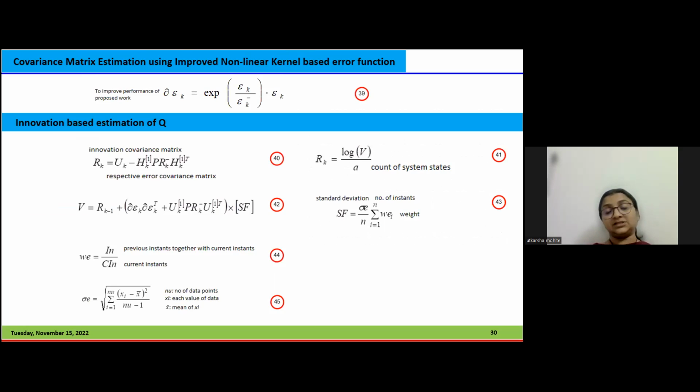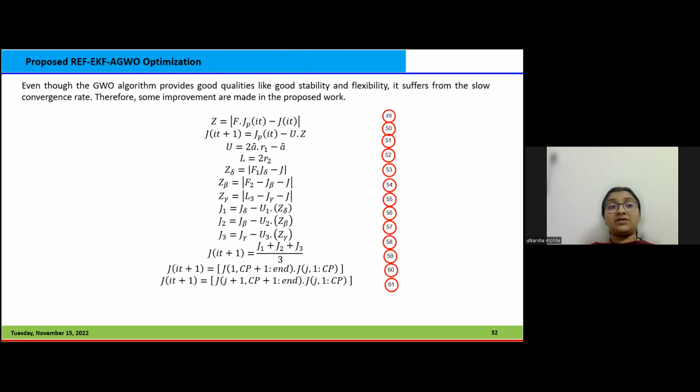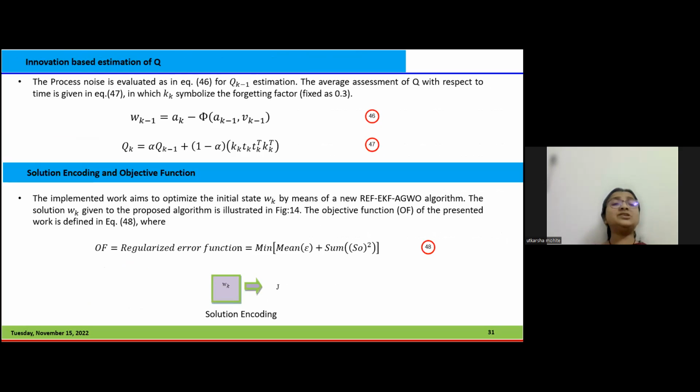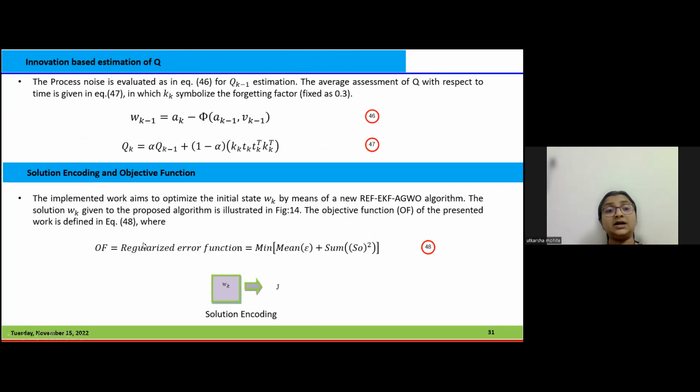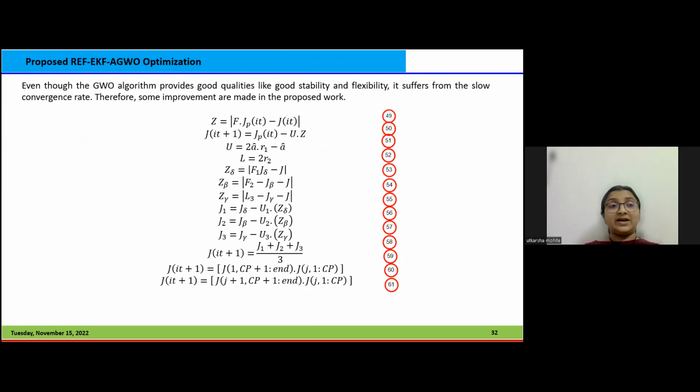Again, for the scaling factor we have considered the innovation based and the solution based concept, where the implementation work depends totally upon the regularized error function base, where the minimum errors and the sum of the objective functions have been considered. Likewise, the gray wolf optimization concept was the more precise work in my research, and the proposed work was totally focused towards the cancer cells.